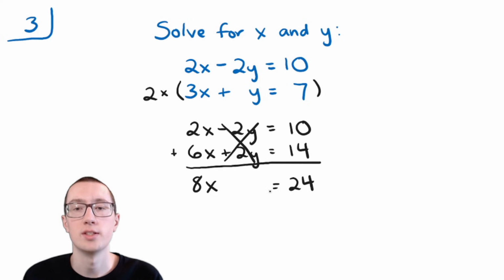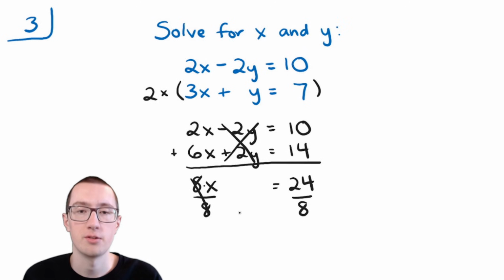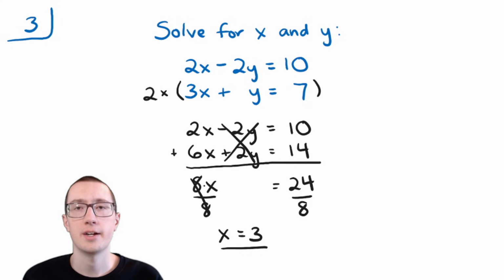And now we just have a one-step equation to solve for x. We have 8 times x equals 24. So to get rid of this 8, we'll do the opposite of multiplication, which is division. So we will divide both sides by 8. These cancel out, and we just have x on this side equals 24 divided by 8, which is 3. So x is equal to 3. But this doesn't actually mean that we're done with the problem, because remember, we need to solve for x and y.